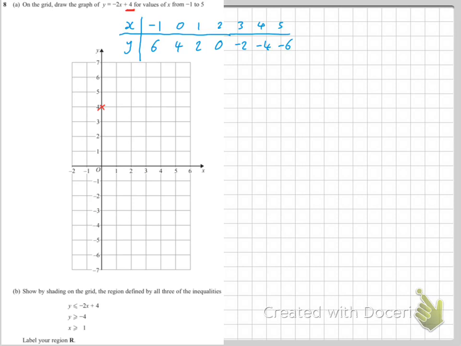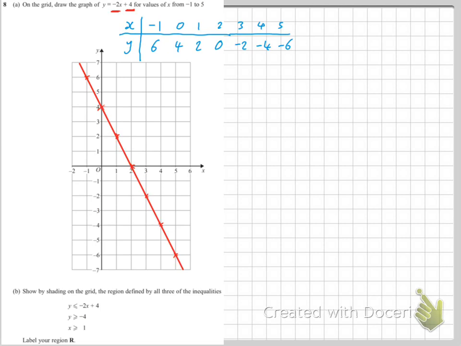And then what's the gradient? Gradient's minus 2. What does gradient minus 2 mean? It means for every 1 we go along, we go 2 down. For every 1 we go along, we go 2 down, and so on and so forth. That gives you all the new points that you need. So plot those, and don't forget to draw the line through them. And we've done part A.